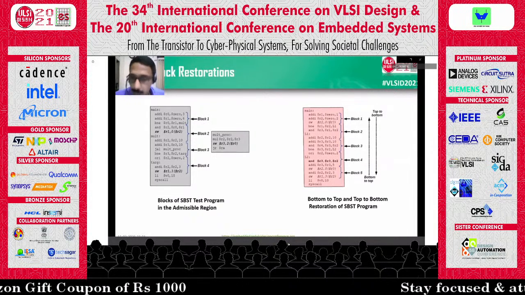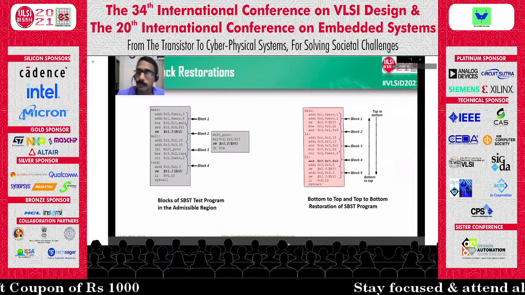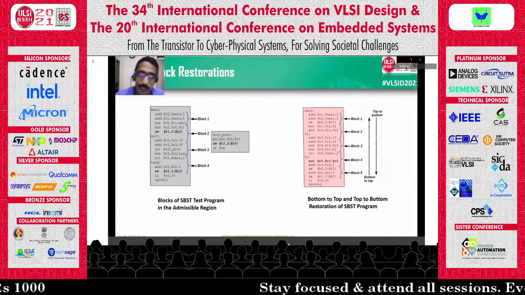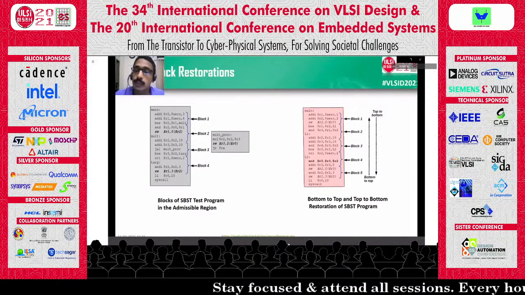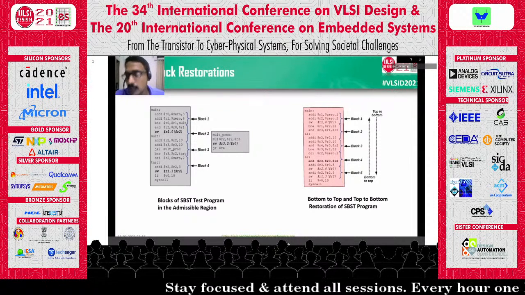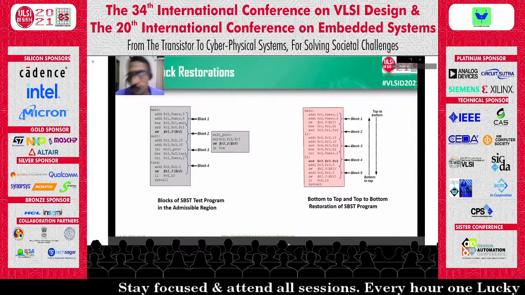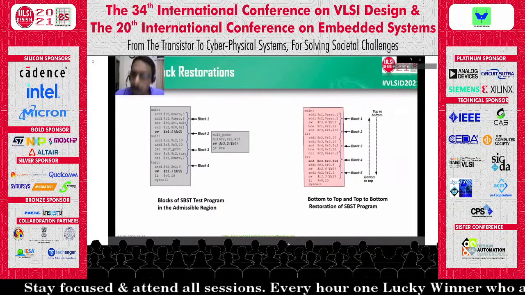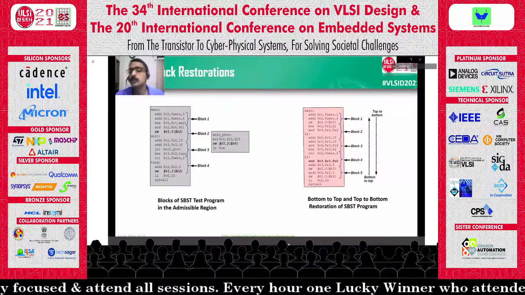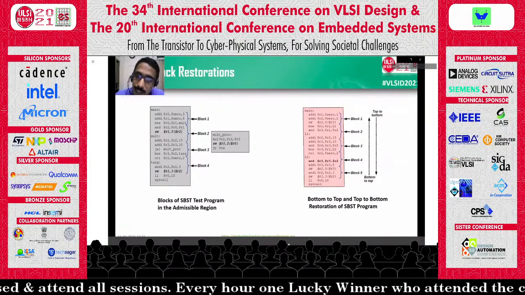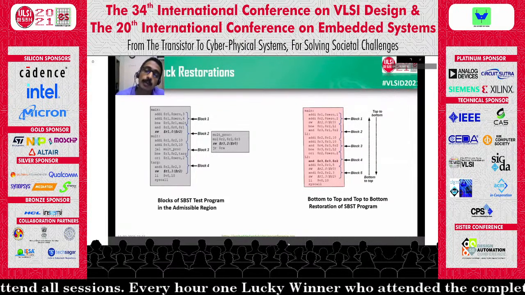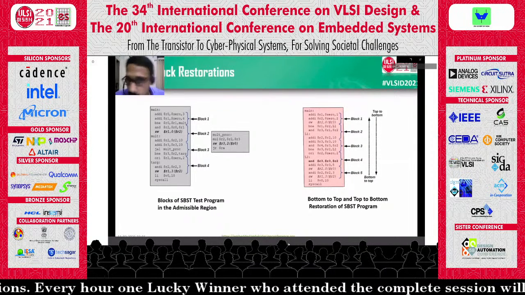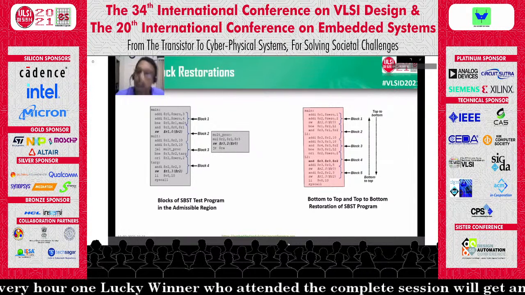So the conventional method uses the bottom to top restoration method. Initially, we remove block 5 and add instructions one by one until all the reliant faults in block 5 are detected. And we go for block 4 and so on. But in the top to bottom method, we restore blocks from top to bottom. The benefit of the bottom to top method is that when we reach the upper blocks, the lower blocks are already compacted. So the fault simulation time will be very less.